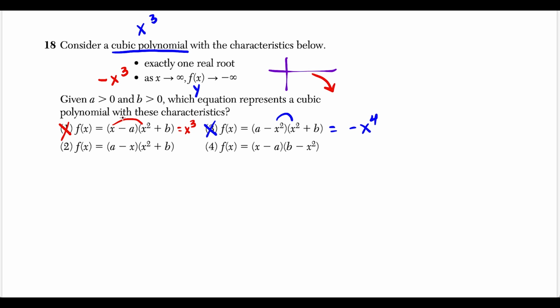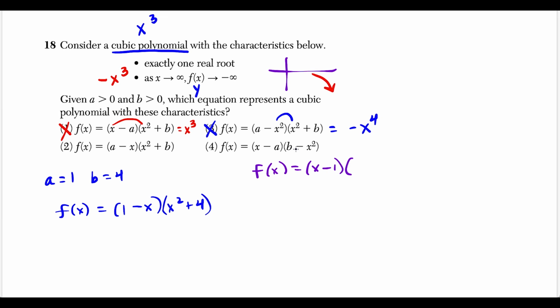And depending on your knowledge of polynomials, this might be easier for you to just pick out random values for a and b. Like let's say we pick out a is equal to 1 and b is equal to 4. Well, if we work this out, let's say for choice 2, we would have f of x equals 1 minus x, and then we have x squared plus b, or x squared plus 4. And then for this choice here, see how we would have f of x equals x minus 1, and then next we have 4 minus x squared. So which of these choices could we eliminate?